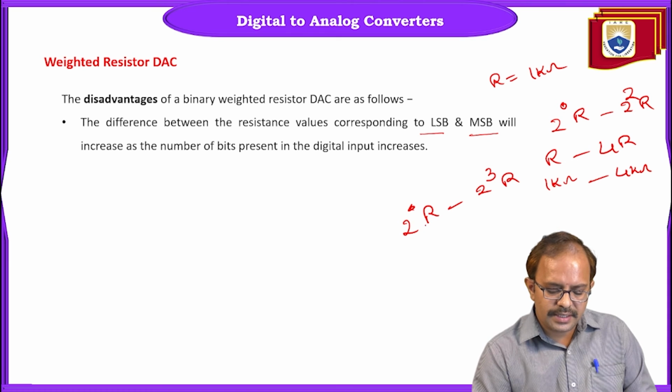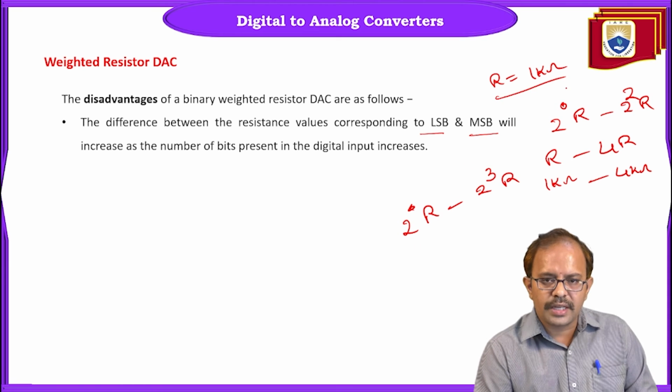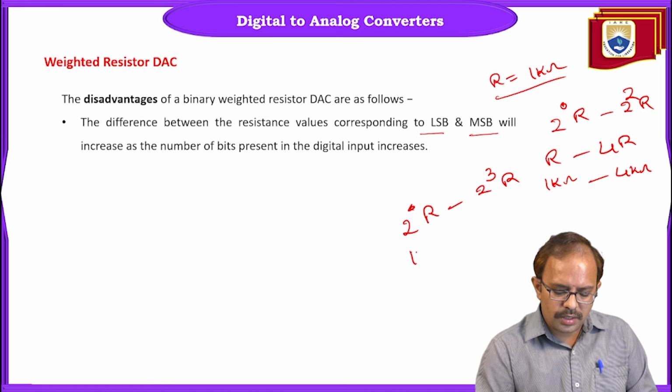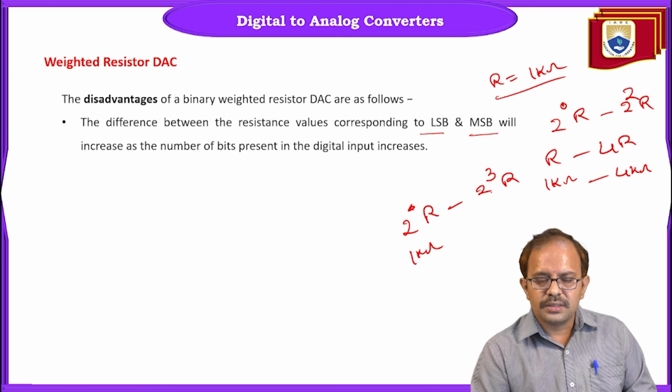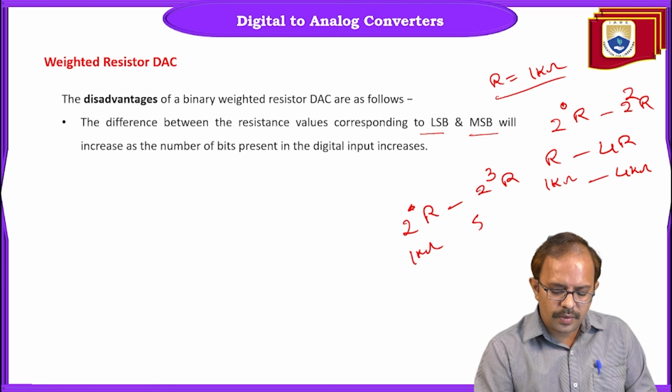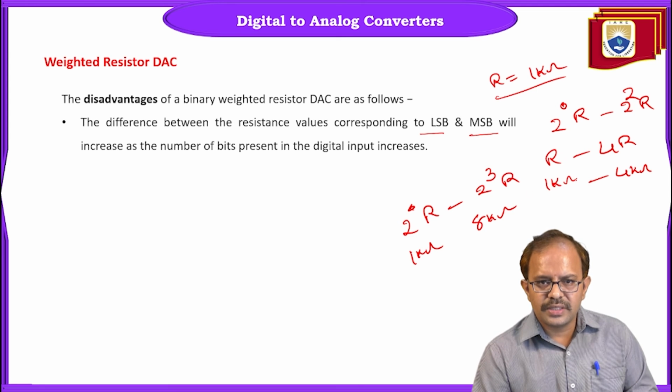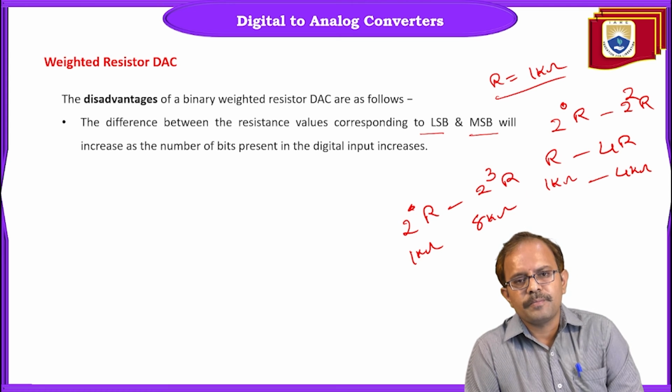So what is the resistance here? If I consider still 1 kilo ohm, so it is going to be 1 kilo ohm. And what about the LSB? LSB is going to have 8 kilo ohm resistance. So this is just for a 4-bit operation.